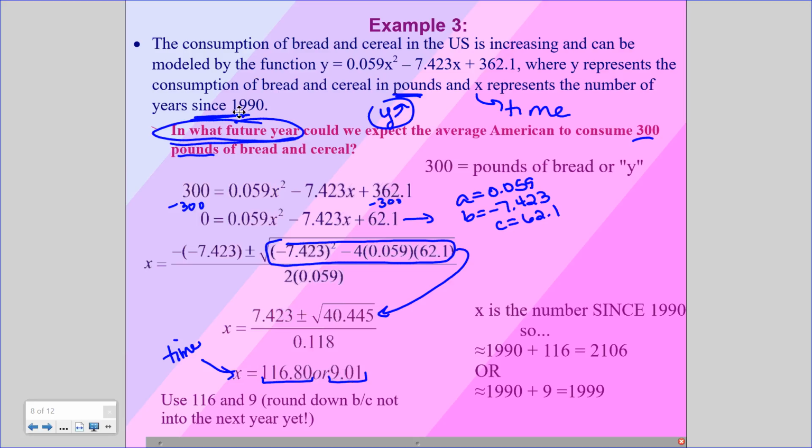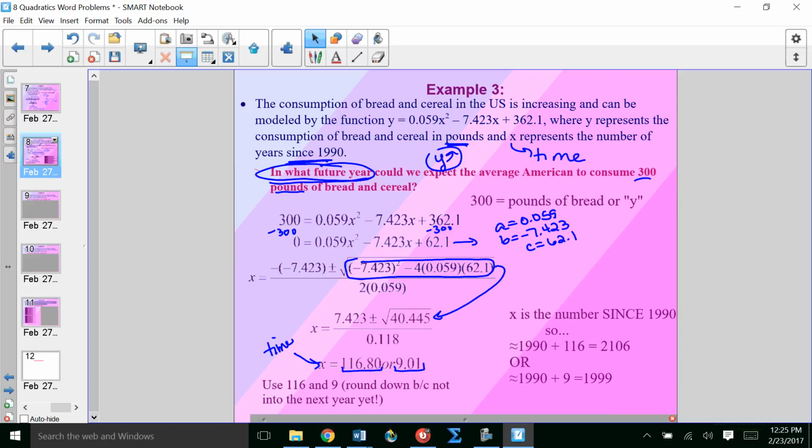If you're in 1990, then we're probably concerned with the first one, the 1999, but these are 2 times where we'll hit the 300. And I think what we're going to see here with this type of scenario, the reason there's 2 possible scenarios is because we'll reach a maximum amount that we can consume bread and cereal, and then it might come back down.